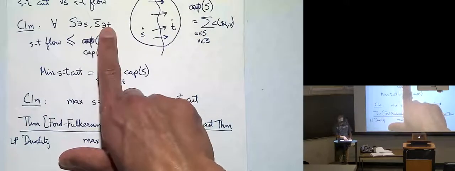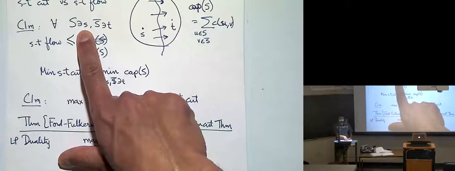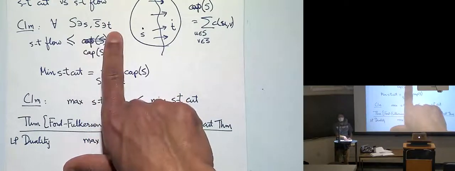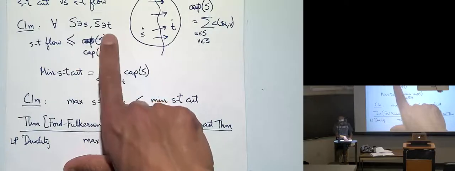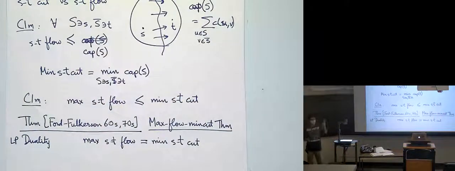Your S and T, you're taking some set that contains S such that its complement contains T. This is a partition, right? S and S complement is a partition. So you're partitioning into two parts. One part has S, the other part has T. Okay? Does that make sense? Okay.